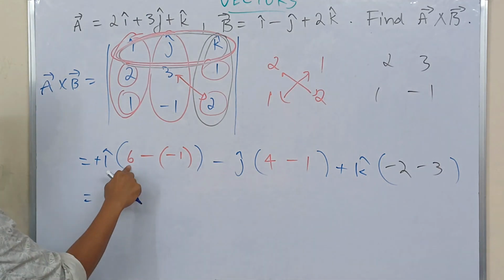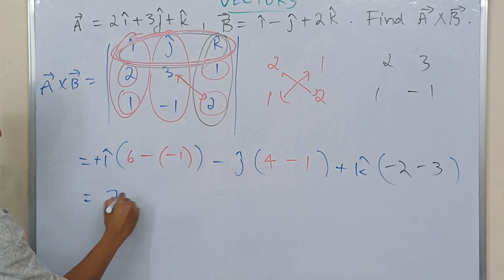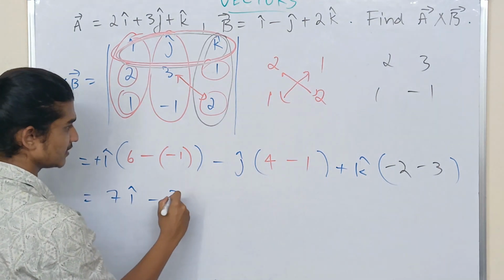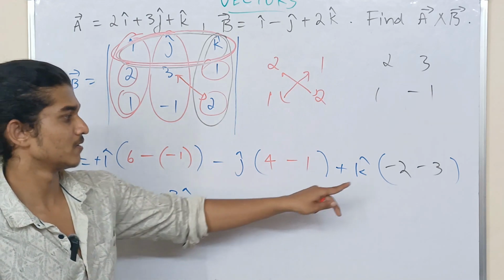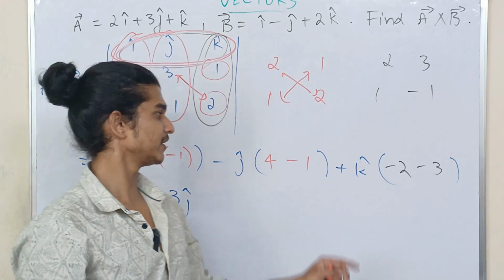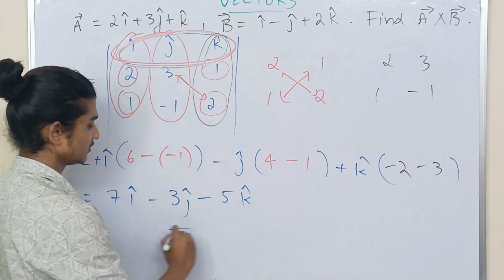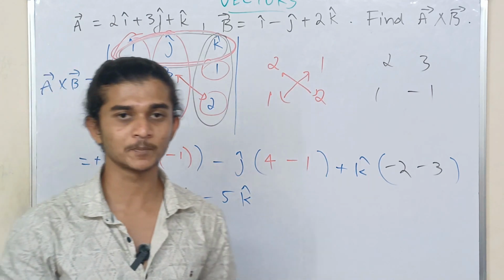So 6 minus of minus 1 is 7, so 7 i cap. Then 4 minus 1 is 3, so minus 3 j cap. And then you have minus 2 minus 3, which is minus 5. And then plus into minus is minus, so minus 5 k cap. So this is how you're going to do the cross product of two particular vectors.